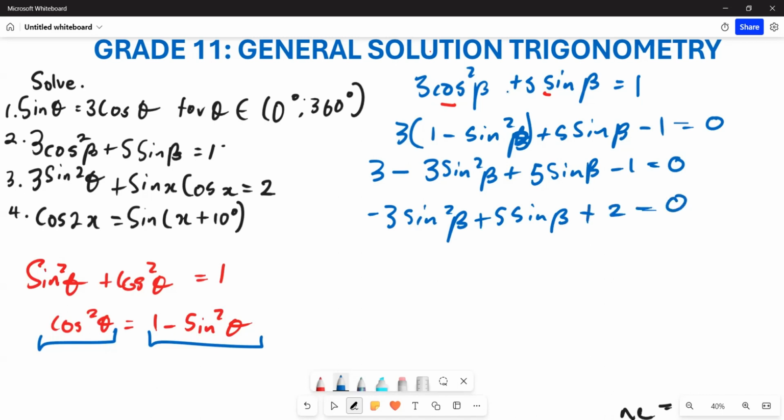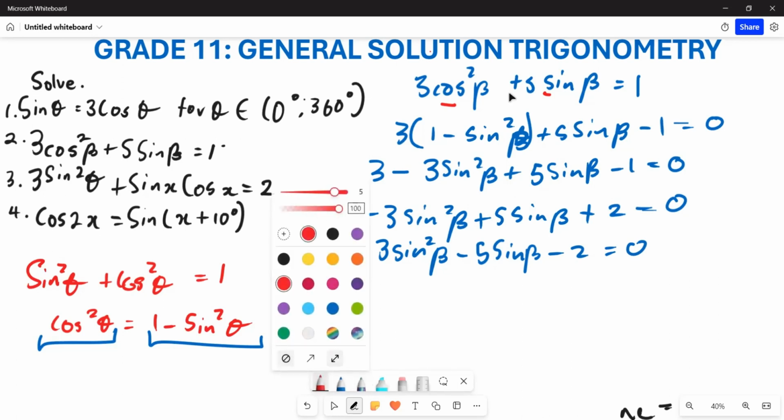Now, let's change the first coefficient of our sine squared. This is still the same as 3 sine squared beta, subtract 5 sine of beta, subtract 2 is equal to 0. Basically, here I've multiplied with the negative. After that, what is it that you're going to do? Now, I want you to have an understanding of this, right?